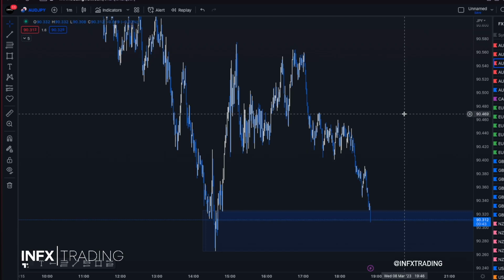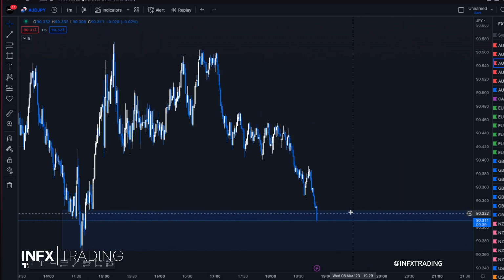In today's video, we're going to be looking at Aussie dollar against the Japanese yen, and we have just filled this fair value gap right here. So let's get into it after the intro.